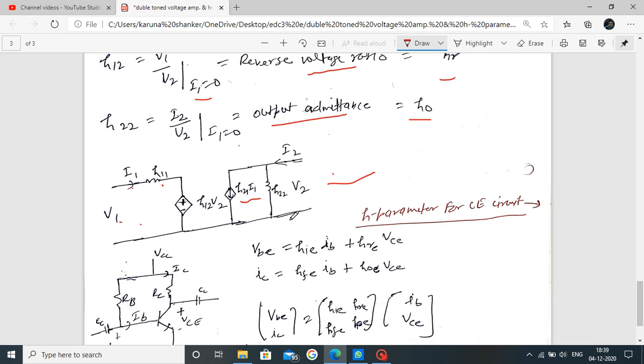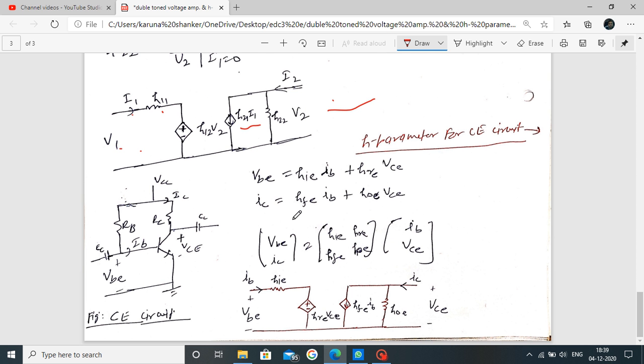Now in our topic, to draw the H parameter of a transistor, we consider the common emitter transistor. Now we can draw the circuit of the common emitter. Here this is your common emitter. Here we cannot draw a voltage divider.